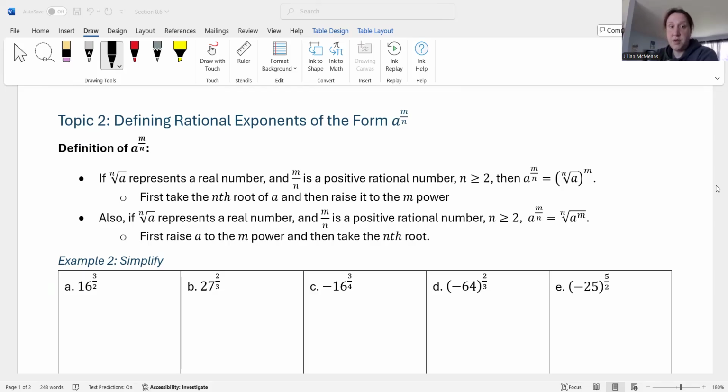For topic 2, we're going to define rational exponents of the form a to the m over n. So this is a little bit different. In the previous example, the exponent was 1 over n. Now the exponent is m over n.